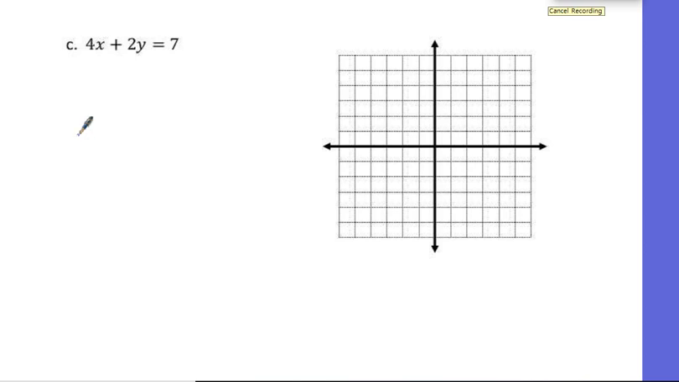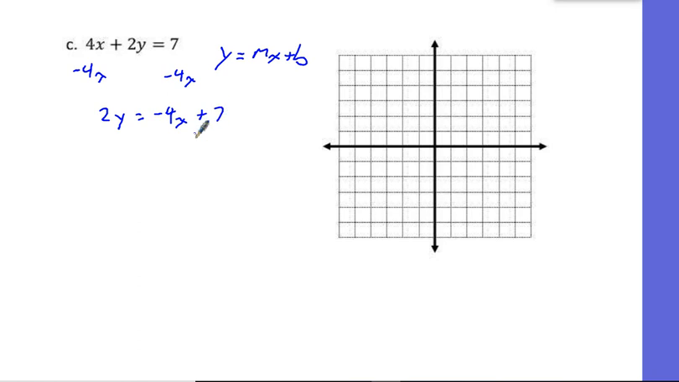The last example we will look at, we need to solve for y again. So the literal equation we need to convert to look like y equals mx plus b. We will subtract 4x from both sides of the equal sign. So 2y equals negative 4x plus 7.